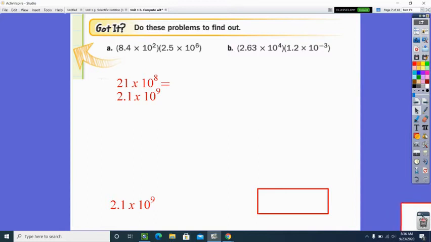The next one, I'm going to take the 2.63 times the 1.2 in the calculator times the common base of 10, and now I'm going to add 4 and negative 3. Didn't have to fix this one, did you? It would be 3.156 times 10 to the first. And oh, by the way, that one, if you write it, you're fine. But oftentimes mathematicians, remember, we're lazy, and we would make that the invisible one. So this would be 3.156 times 10. Same answer.